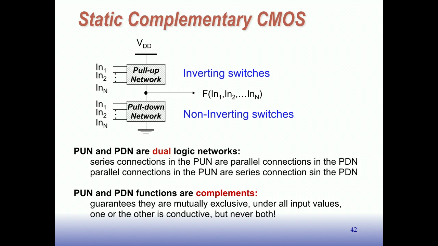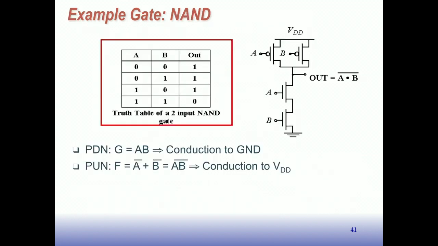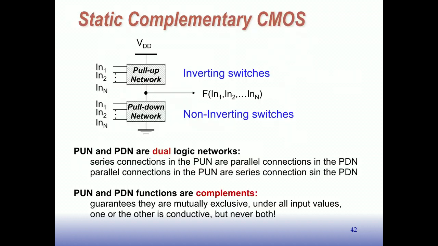What this means is series connections in the pull-down are parallel connections in the pull-up, and parallel connections in the pull-down are series connections in the pull-up. We saw that here in this gate. Here we have two transistors that use A and B in series for the pull down. Those transistors are in parallel to simulate the p-type version of that, the pull up. The transistors for A and B are in parallel in the pull up. That's an example of a dual, but they can be more complicated. That's a very simple dual.